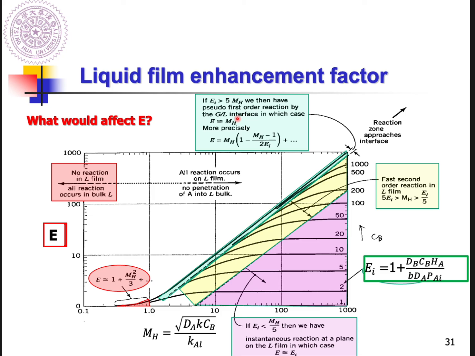So this is how you determine what kind of chemical reaction your reaction of interest belongs to: instantaneous, fast at low CB, or pseudo first.